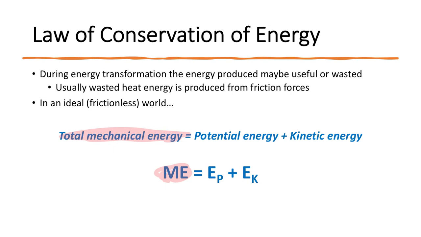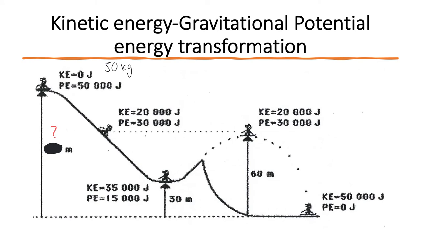All right, so let's look at this example over here with some dude on a skateboard or ice snowboarder or something like that. All right, so at the top, he's stopped and he has 0 kinetic energy because he's not moving. However, because he's so high off the ground, he has a ton of potential energy.